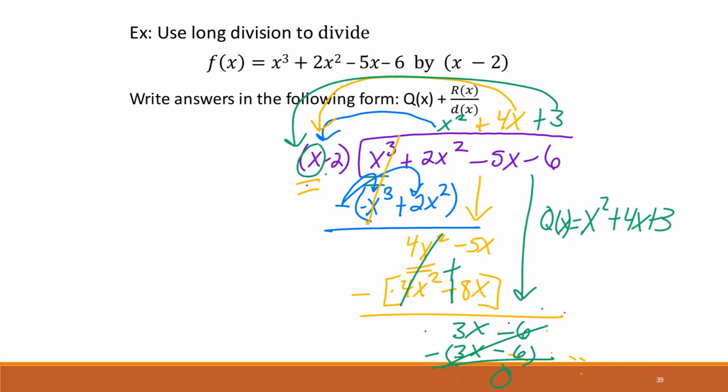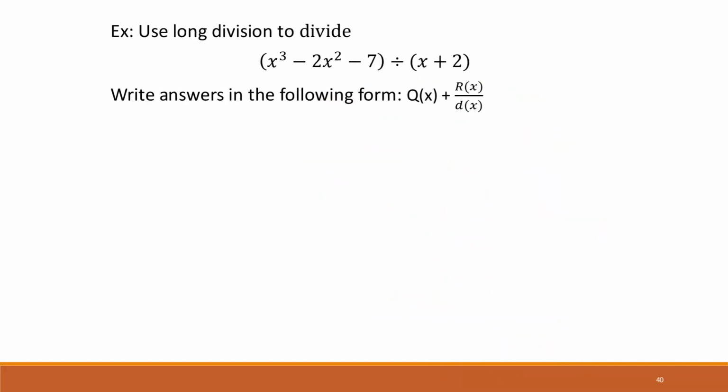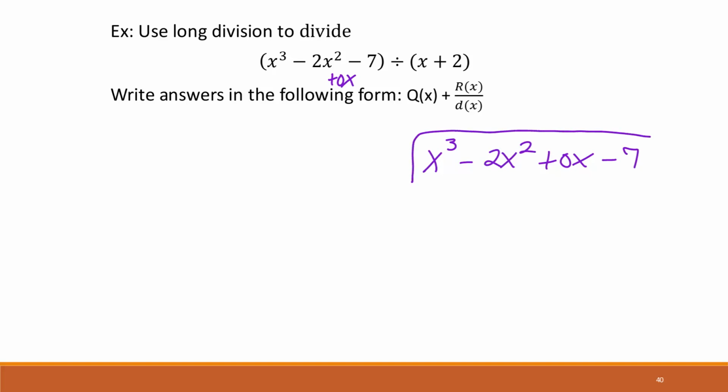All right, let's look at another one, because this is a process that you have to get used to. So we're going to look at it again. I'm not going to change colors as many times here. I'm just going to work through it slowly. So we have x cubed minus 2x squared. We're missing our x term here. That's important. So I'm just going to write plus 0x minus 7. So we have to add that plus 0x here to account for that term that's missing. Divided by x plus 2.